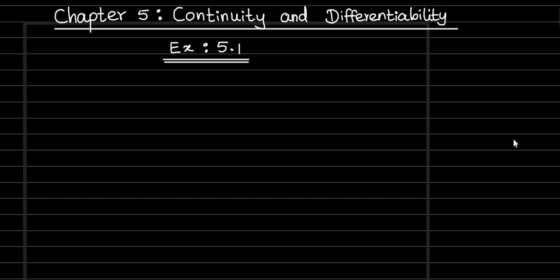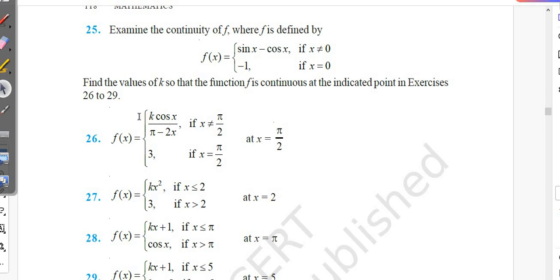In this video, we are going to see CBSE Maths Grade 12 Standard Chapter 5 Continuity and Differentiability, exercise 5.1 question number 26. In the last videos, I have uploaded solutions up to 25 sums, so please do check it. Now let's start with the 26th one.